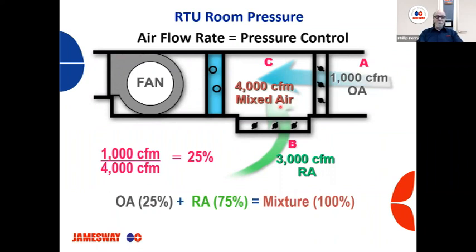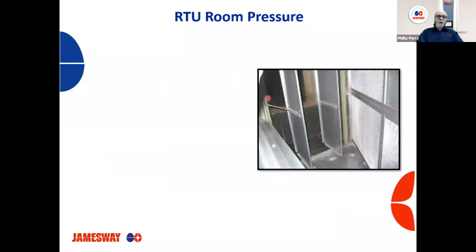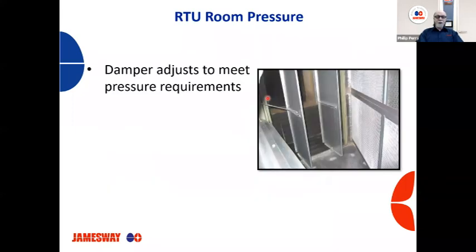The pressure in the room is controlled by modifying the amount of outside air to recirculated air in the room. If the pressure would drop in this room, we would add more outside air, and this damper would close down, bringing the pressure level up in the room. Taking a look here, the damper adjusts to meet the pressure requirements. They work together, and as the pressure in the room is monitored, the set of dampers will control the pressure.